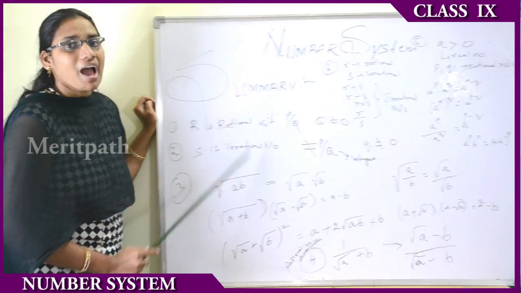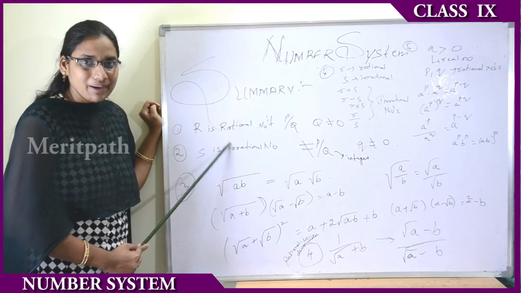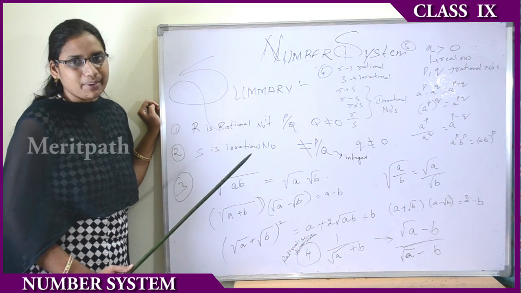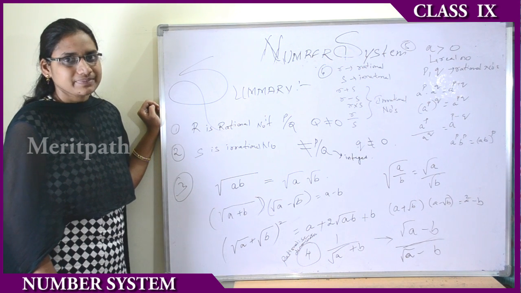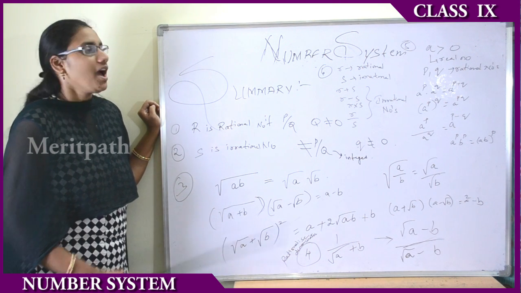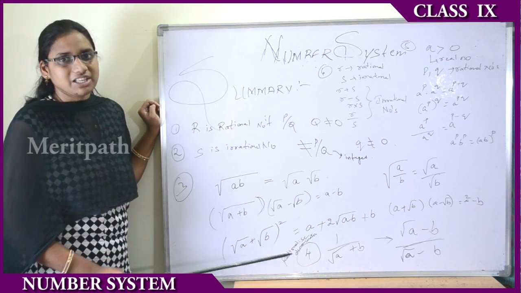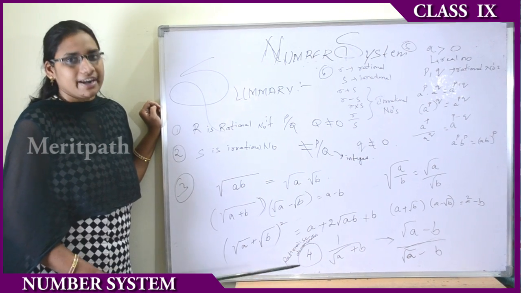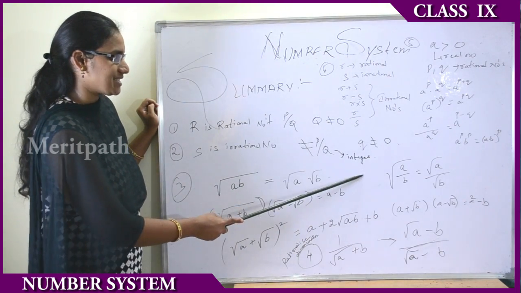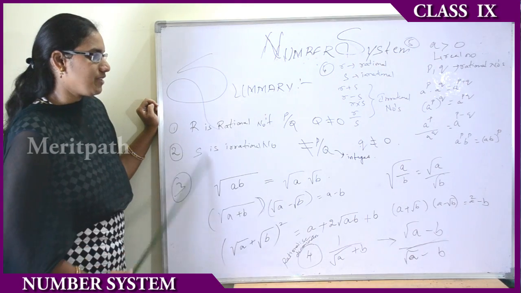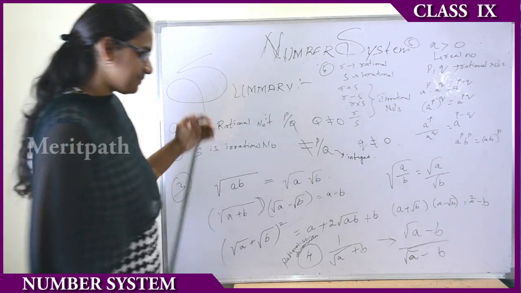And at the same time, another very important point is that when we represent a rational number in decimal form, we will get either a terminating or a recurring decimal. But when we represent an irrational number in decimal form, we will get a non-terminating, non-recurring decimal. These are the most important points in the number system. In order to remind, once again we can go through all this, and then we can finish off the number systems.